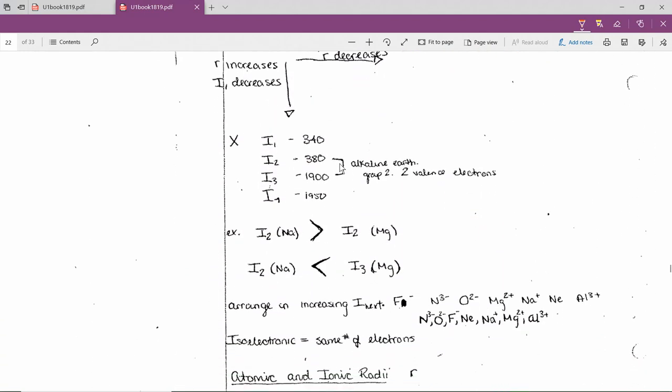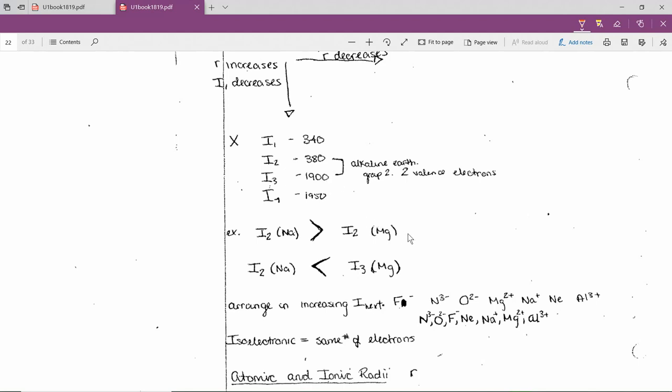So look at element X here. We go from 340 to 380, oh, and then to 1900, and then 1950. So that means that the numbers are still increasing, but after you kicked out the second electron, to kick out the third is in an inner shell. So that's going to be a lot harder to do. That's why you got a big difference. So you look where the big difference is, and where that started is how many valence electrons there are.